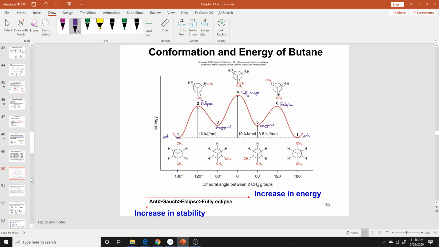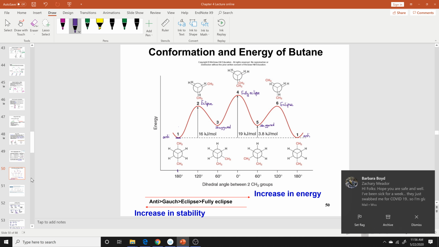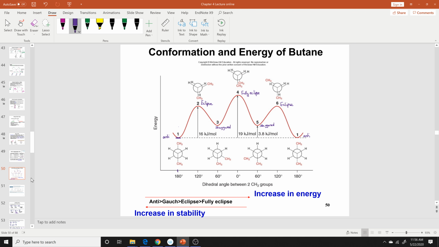Here I am basically locating the angle between the two CH3s, and seeing how it changes as I do the rotation. I'm going from 180, then I rotate another 60, so now it's 120 between the two CH3s, then 60, and then 0. Zero is fully eclipsed. See how much energy that conformation corresponds to. It's the highest energy. And then you have the staggered, the eclipsed, and the anti.